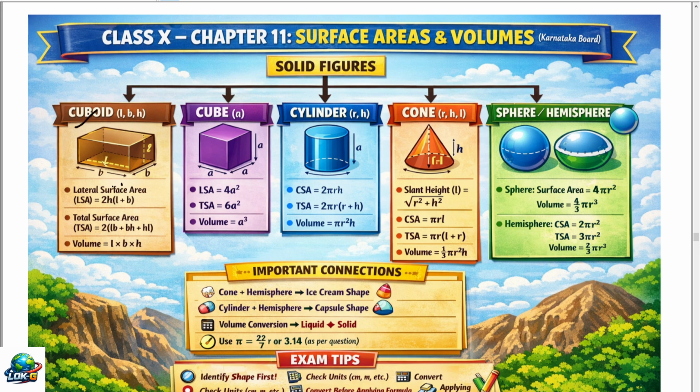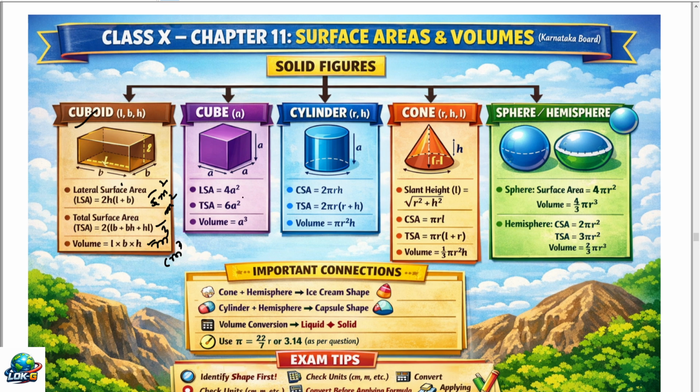First of all, we take cuboid. Length, breadth, height. Lateral surface area means only leaving top and bottom. You will get 2 times h into l plus b. Total surface area, you know that, 2 into bracket lb plus bh plus hl, learnt in the 9th standard only. Volume of this cuboid will be length into breadth into height. Generally, surface area will be in square units, like square centimeter, meter square, write units properly. Volume will be in cubic meter, cubic centimeter, carefully.